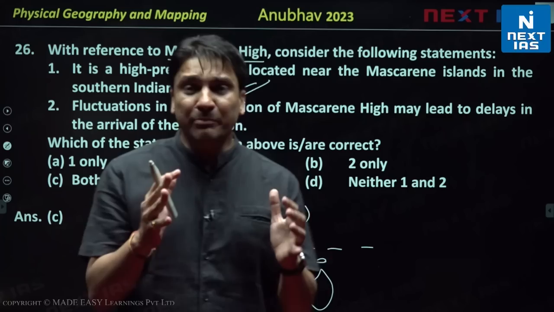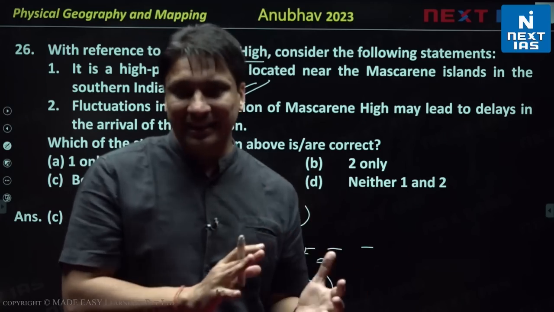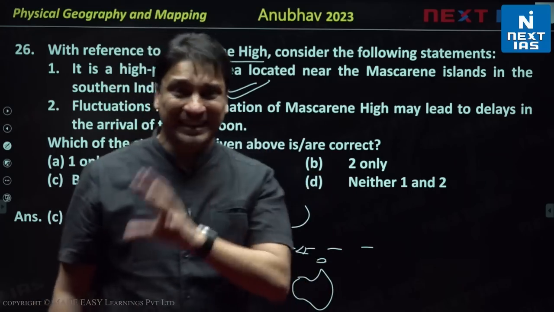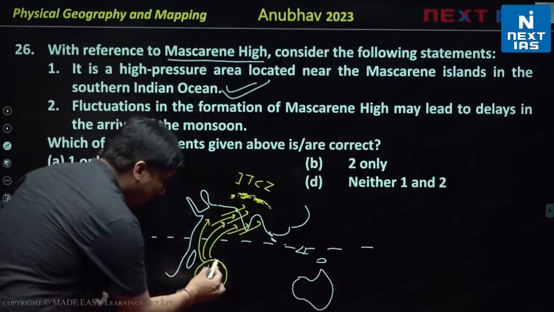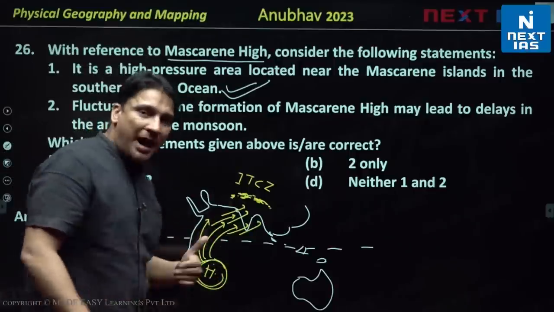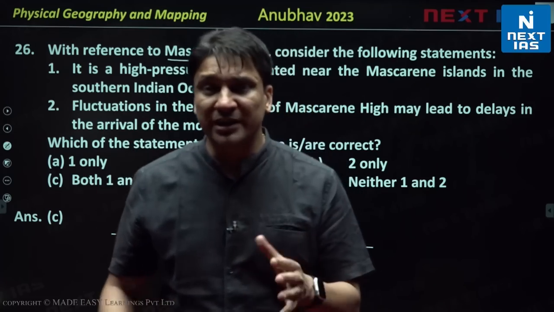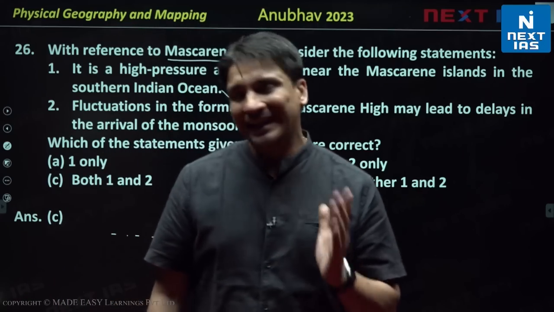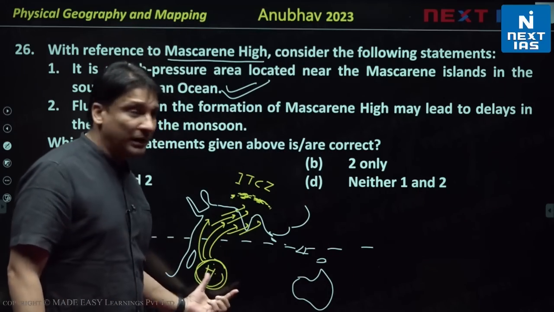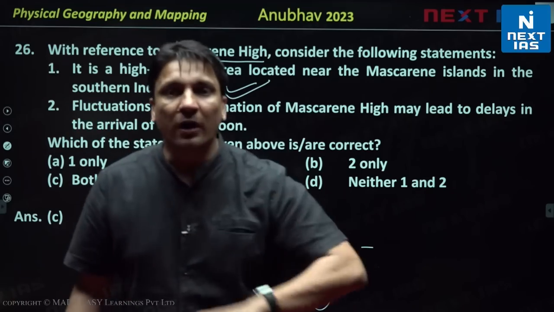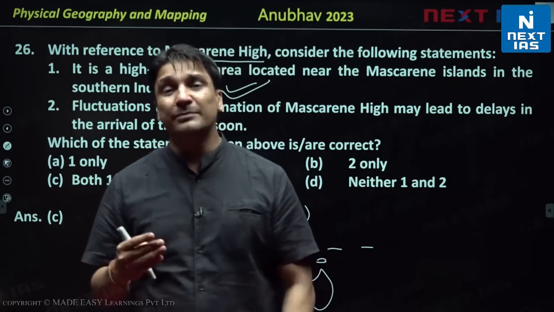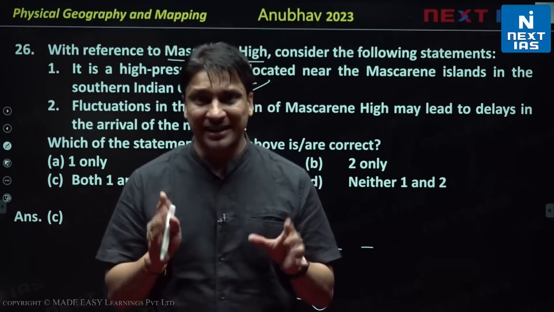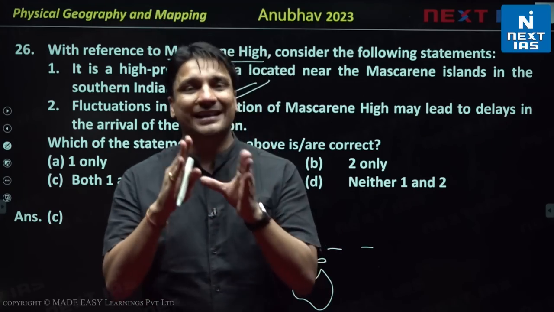So in a way, high pressure in the Mascarene area in the southern Indian Ocean is good for monsoon, because it propels monsoon winds towards the Indian subcontinent. Clear? Now, whenever this high pressure area is weak, the march of monsoon towards the Indian subcontinent will be weak or slow. So it may lead to delay in arrival of southwest monsoon into India. But whenever this pressure is stronger than normal, the monsoon will be stronger. So one of the factors responsible for inter-annual variation in monsoon rainfall across the Indian subcontinent is variation in intensity of Mascarene high.